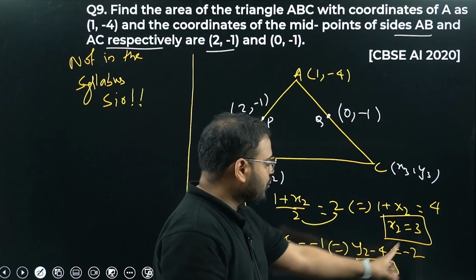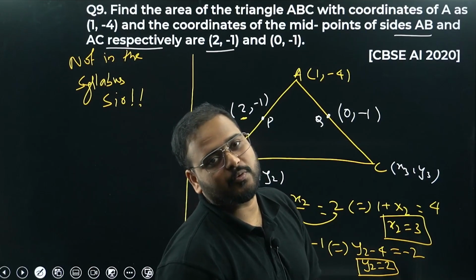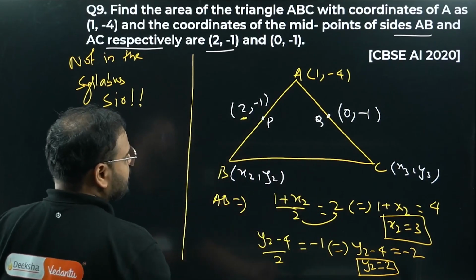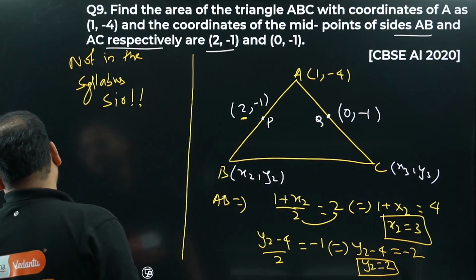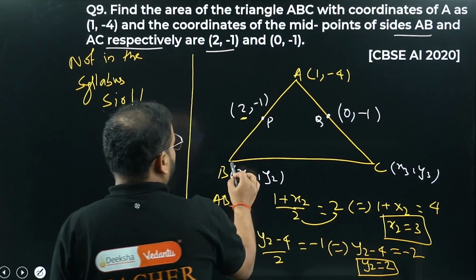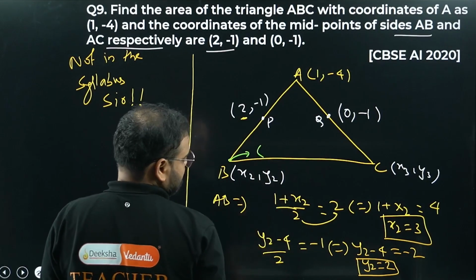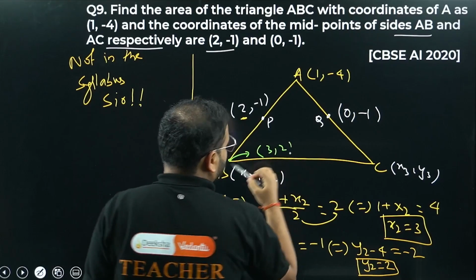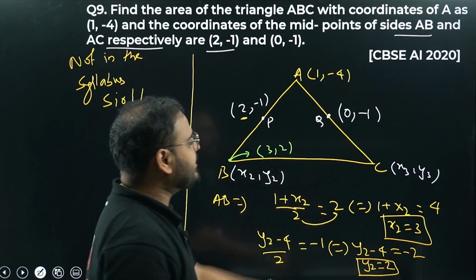Correct? Minus 4 comes over there, becomes plus 4. Minus 2 plus 4 is plus 2. So my x2 is 3 and y2 is 2. I'll write this value here in the bracket as 3, 2. Same thing I can do for point C also.